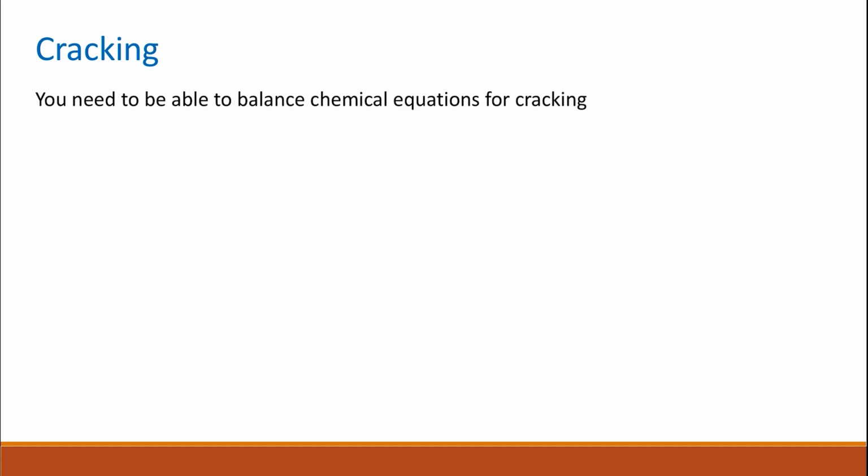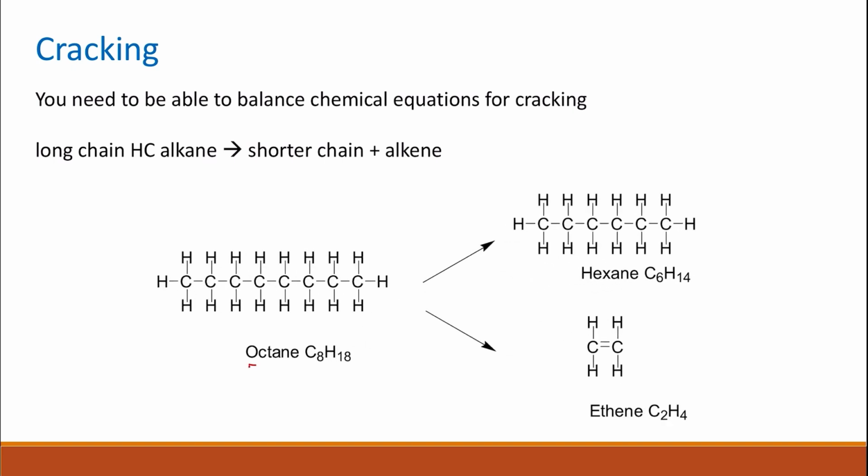Sometimes in your exam, you will be asked to draw or balance chemical equations for cracking. And normally, the long chain alkane will give you a shorter chain alkane and an alkene. For example, if you have octane, which has 8 carbon atoms, when we do the cracking, we can end up with hexane with 6 carbon atoms, and ethene, which is the alkene, a small alkene, the simplest alkene.